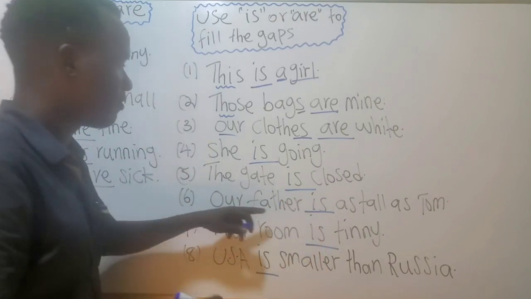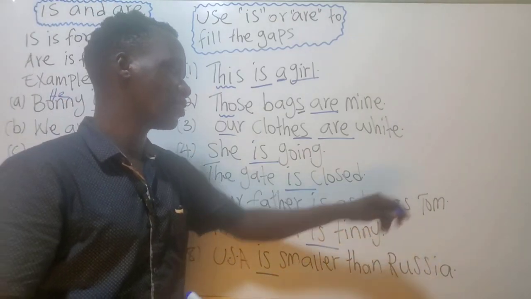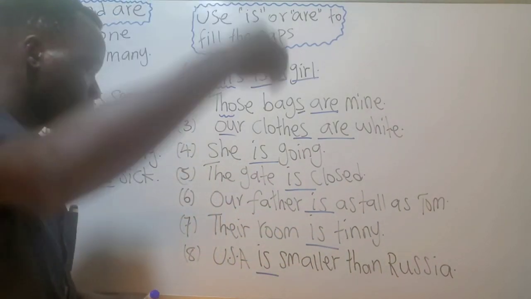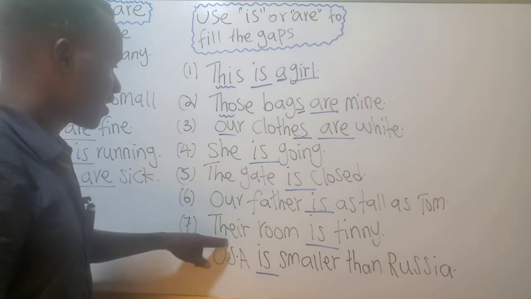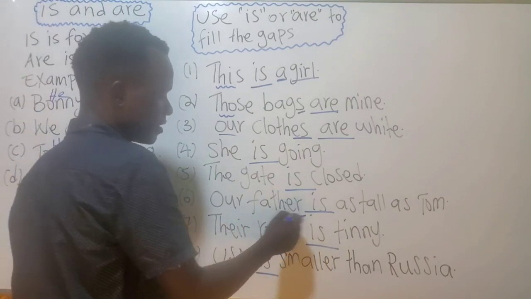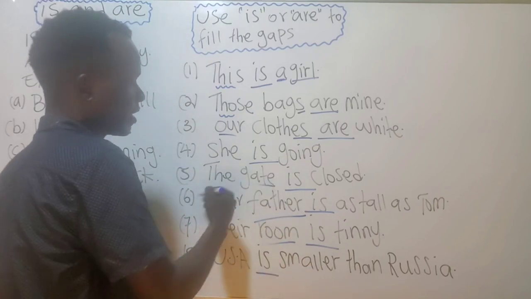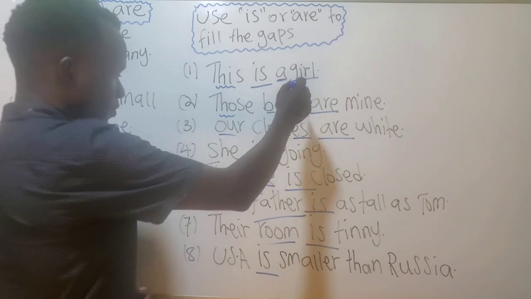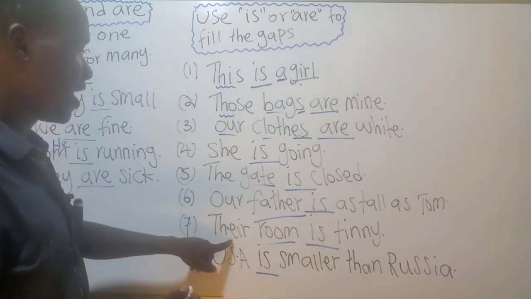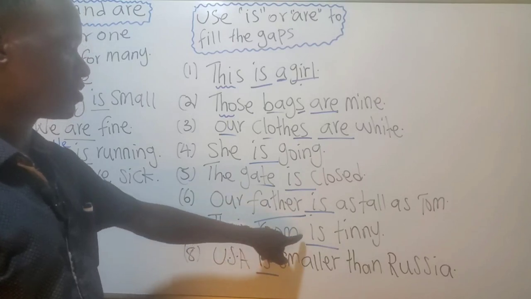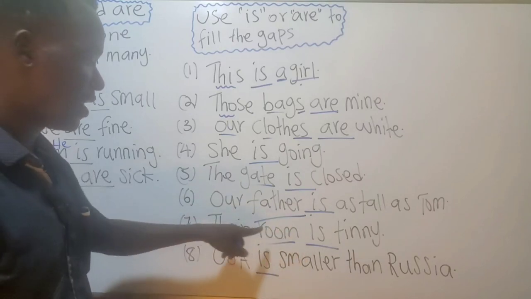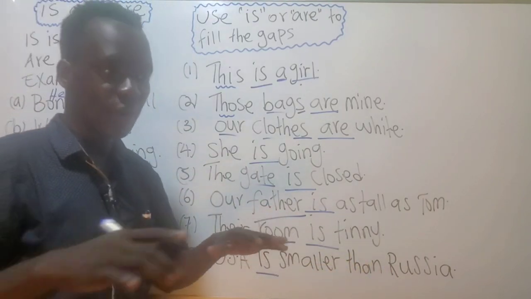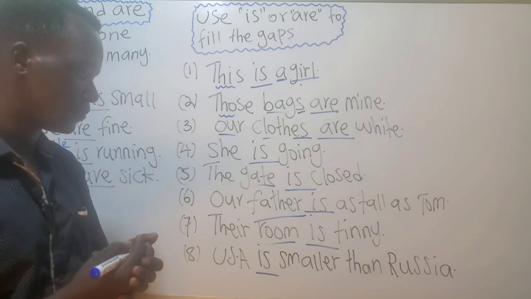So, our father is as tall as Tom, okay? It means that our father is tall, like Tom. Their room. Room is singular. Their room, singular because there's no s here, okay? Their room is tiny. It means that their room is very small.